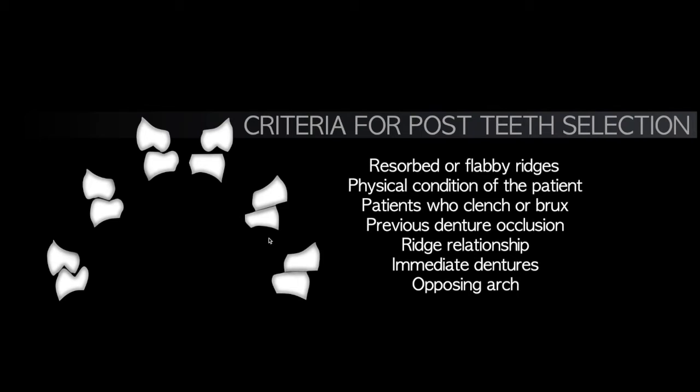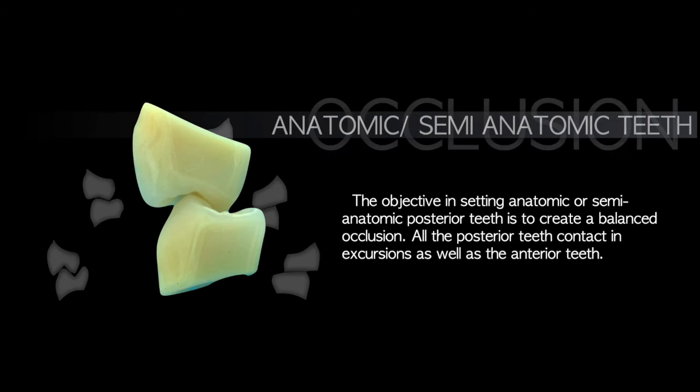You need to look at what the opposing dentition is, whether natural dentition or another removable prosthesis, and that will determine what type of posterior teeth you're going to select. So first, let's take a look at the anatomic or semi-anatomic teeth.